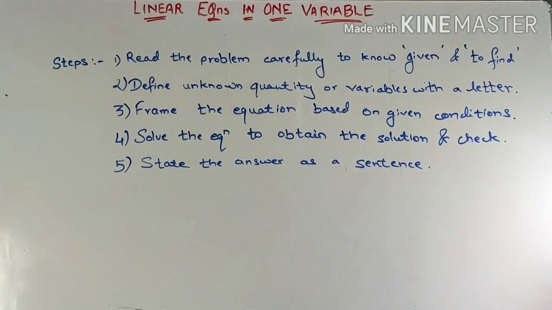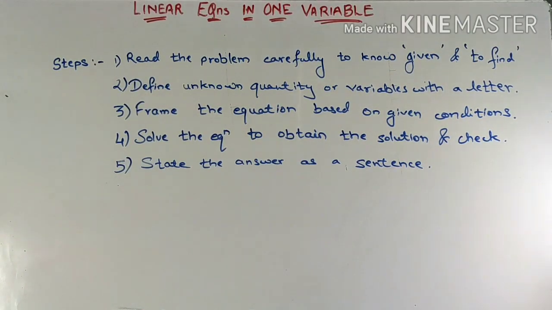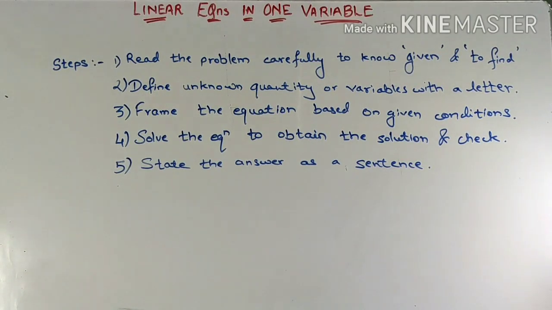So I would like you all to go through these steps which are required before solving the word problem. The first step is to read the problem carefully to know what is given in the problem and what we are supposed to find. Second, define the unknown quantity or the variables with any letter like X, A, B, C, D, Y, Z. Third, frame the equation based on the given conditions.